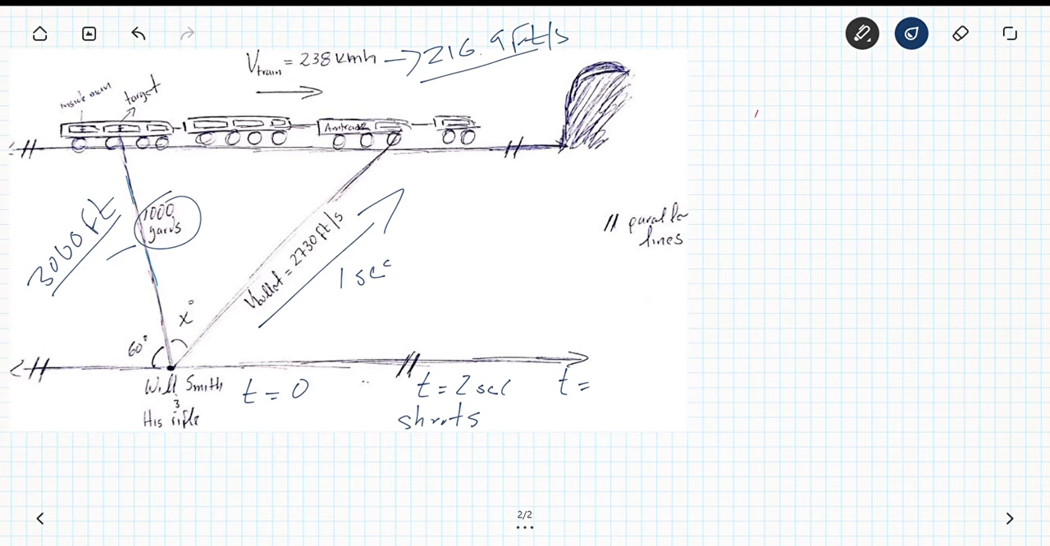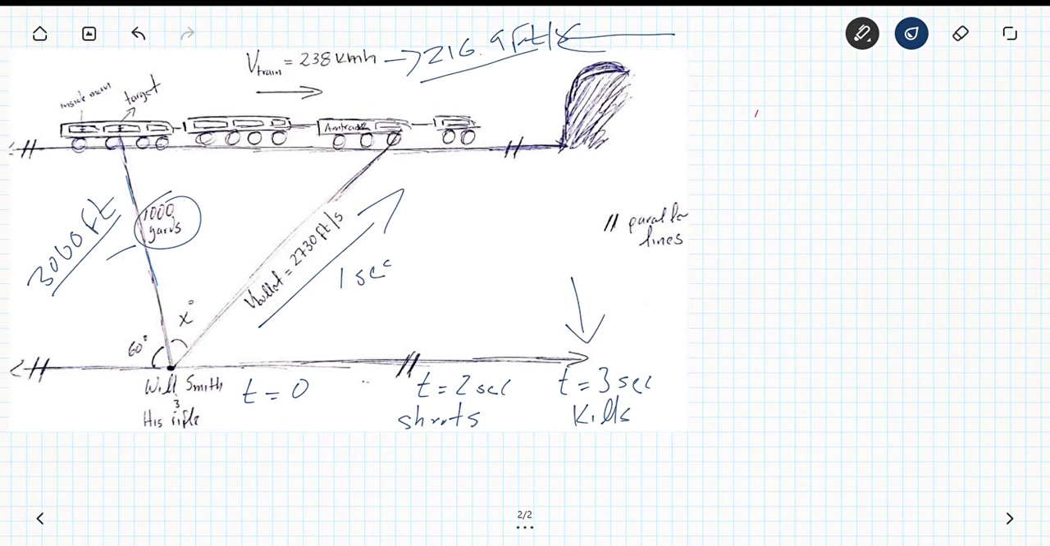Now in total, we're going to say that at time equals 3 seconds, he kills the target. We're going to find some of the mathematics that he did in order to prove him right. So the very first thing we want to do is multiply the velocity that the train is moving times the 3 seconds that expired, because that is going to be the new location of the target.